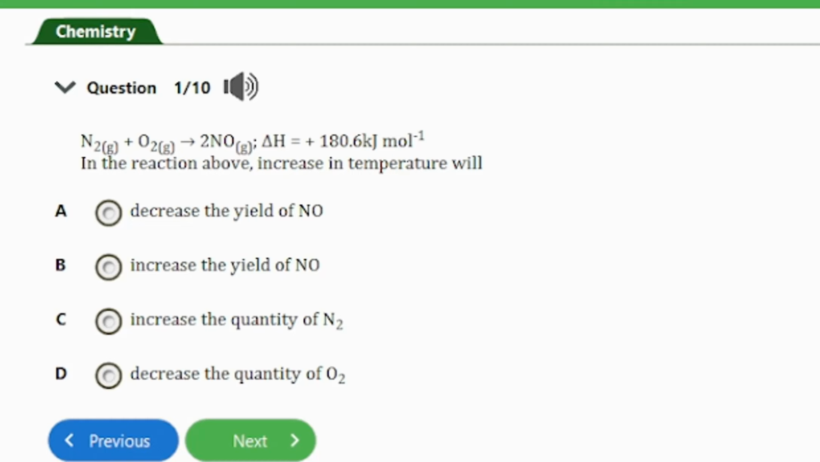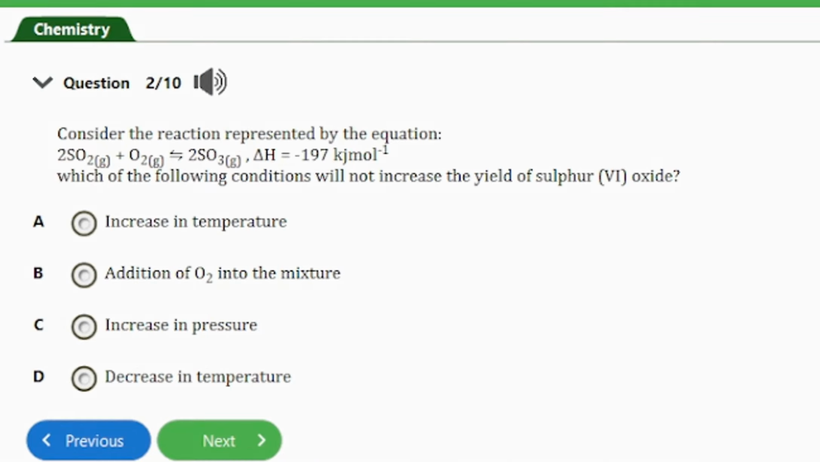So guys, the answer to this question is option B here, and that's increase the yield of NO. Since this is an endothermic reaction, an increase in the temperature will favor the forward reaction, and that means NO, which is nitrogen monoxide or nitrogen II oxide, will increase in yield. So that's it about this question. Let's consider the next question, guys.